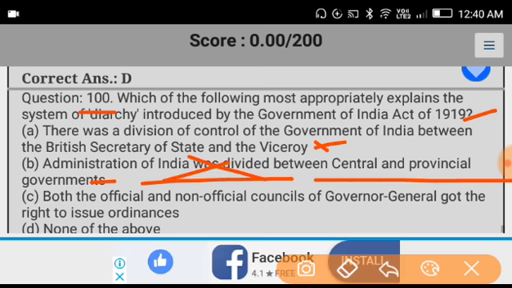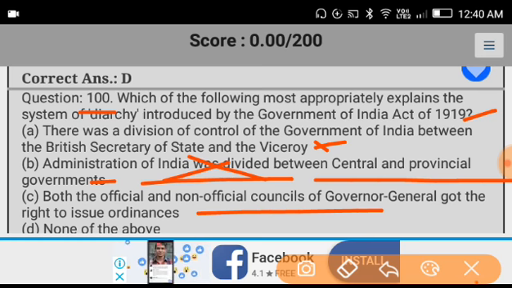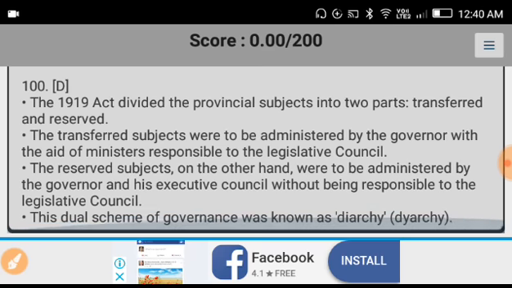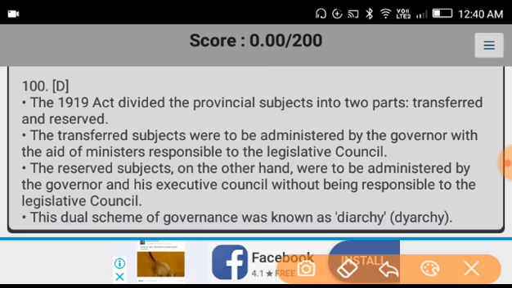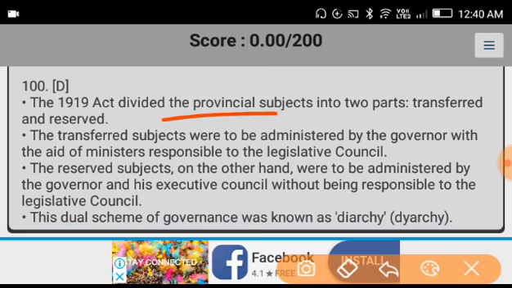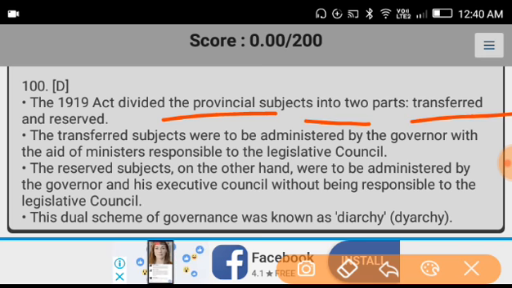And both officials and non-officials of the council of the governor general got the right to issue ordinances. No, it is wrong. Why wrong? I discussed it with you. The 1919 Act divided the provincial subjects into two parts: transferred and reserved. Please remember, transferred subjects were to be administered by the governor with the aid of ministers responsible to the legislative council.